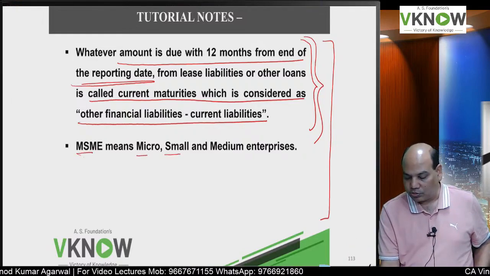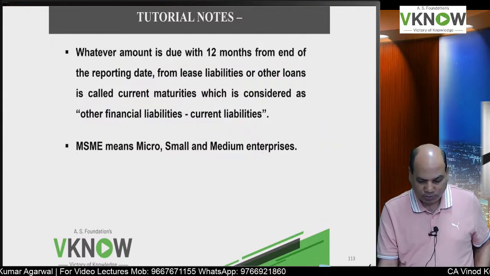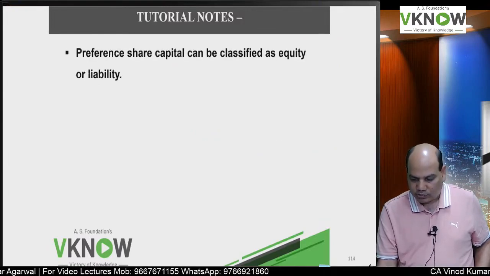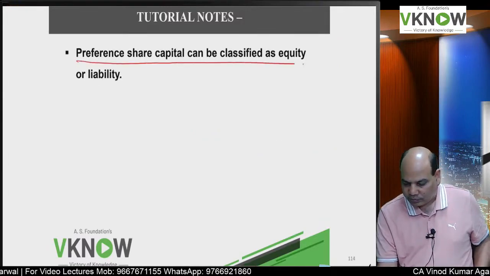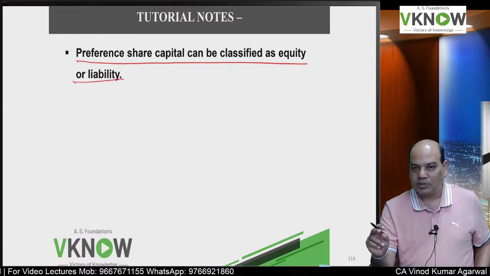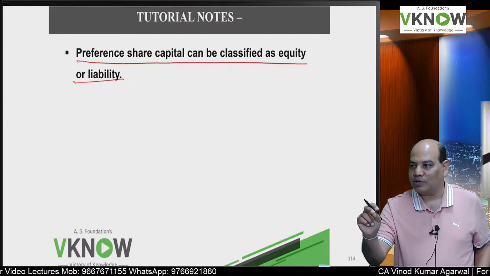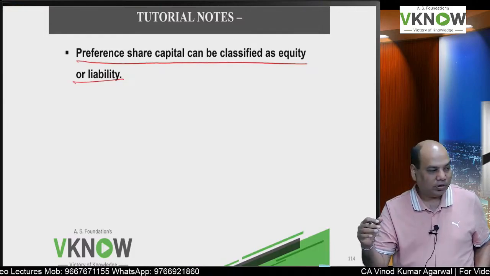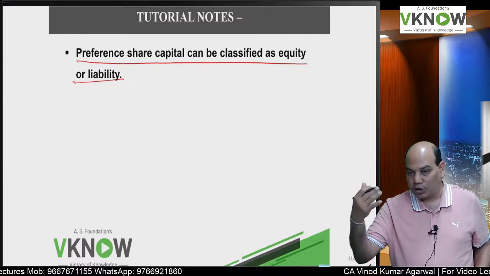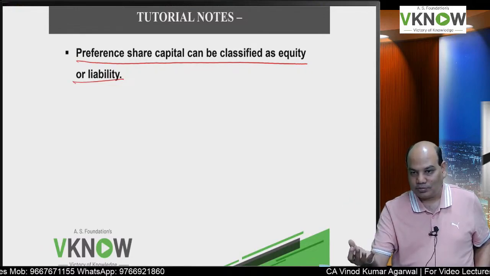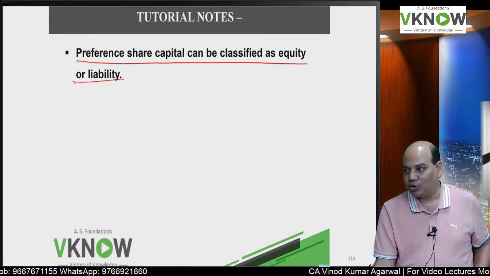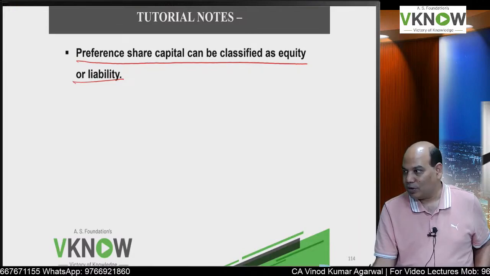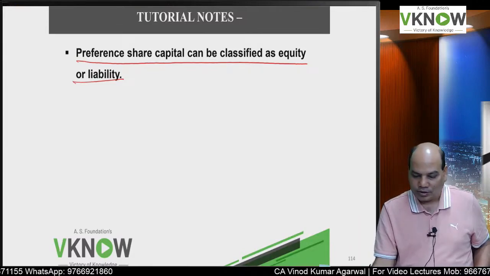MSME means micro, small and medium enterprises. Government is trying to protect them by making companies show the amount due to MSME separately on the balance sheet. So if the amount is overdue, it will bring disrepute to the company. Goodwill will get affected. Is it right?